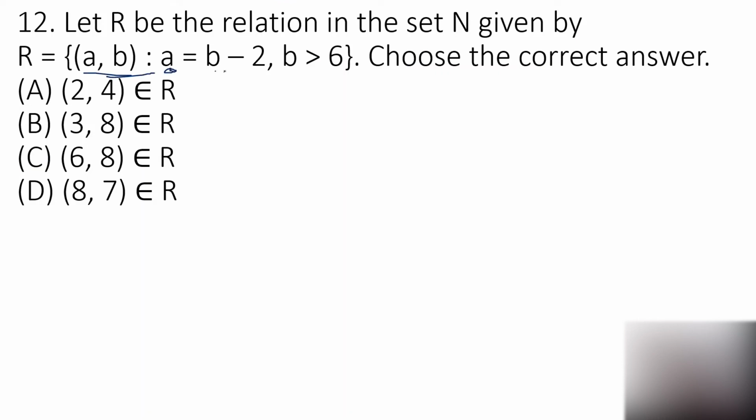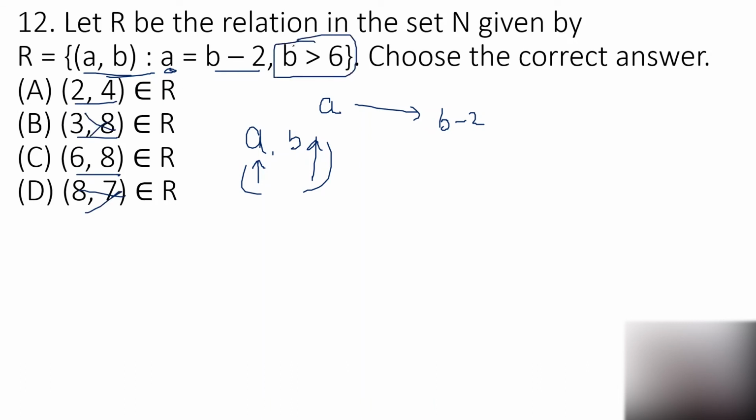Now, R is the relation on set N given by A equal to B minus 2. It means any number A is going to be B minus 2. If A and B are related, it means A is equal to B minus 2. This number is 2 smaller than this B. So what's the next condition? B is greater than 6. B is to be greater than 6. Therefore, this is also not the option. The correct answer is option C.